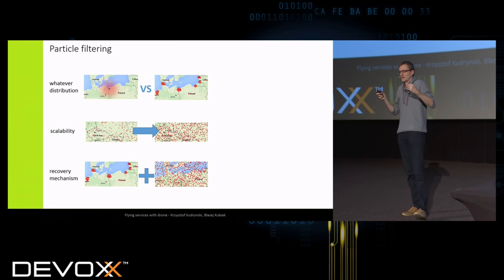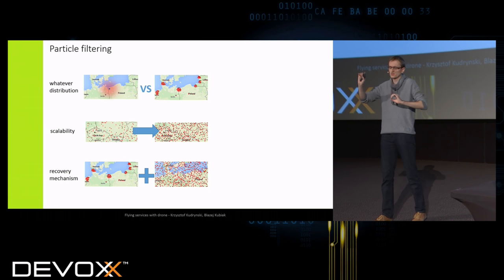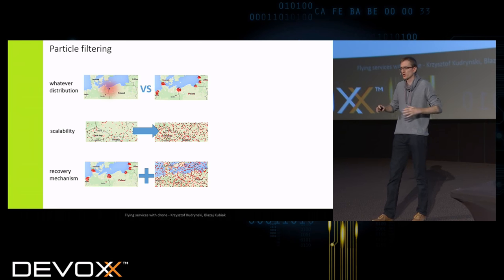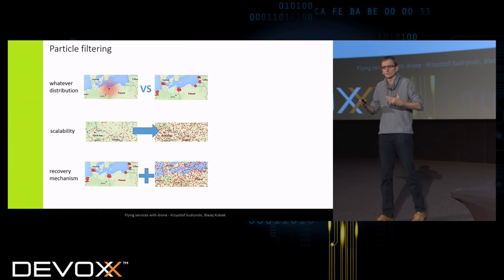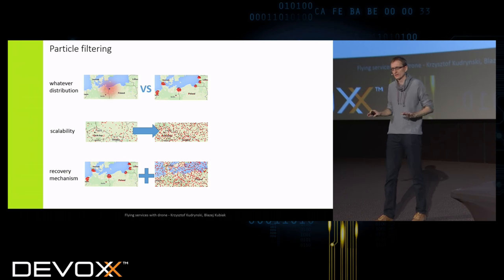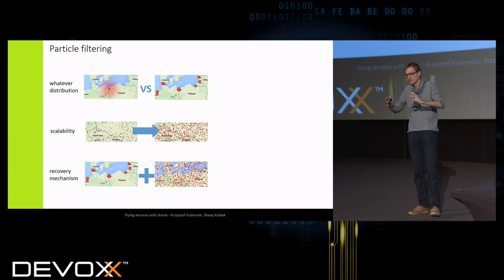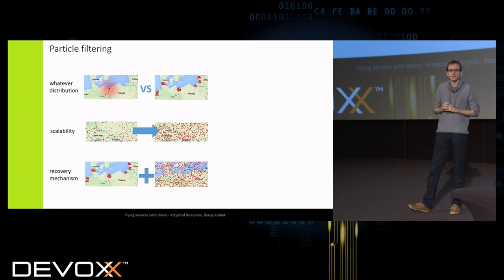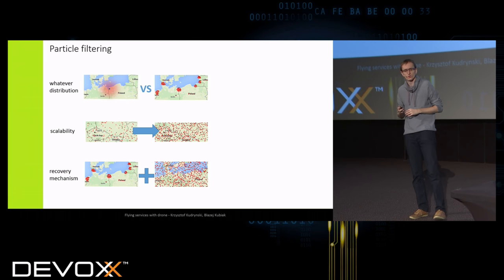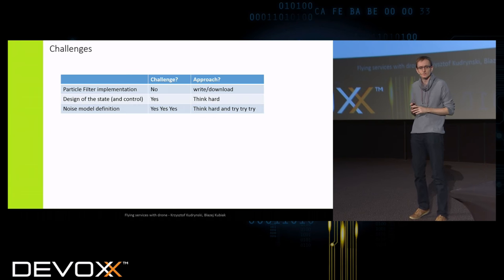So if by any means your sensor was wrong and you lost the place where you are, and only other places are left, there's always the possibility to create some random particles all around, and finally you will hit the place where you are, and it will generate particles there so that you know you are there. So this is a very nice mechanism, and implementing it is not a challenge. It's quite easy, in fact.